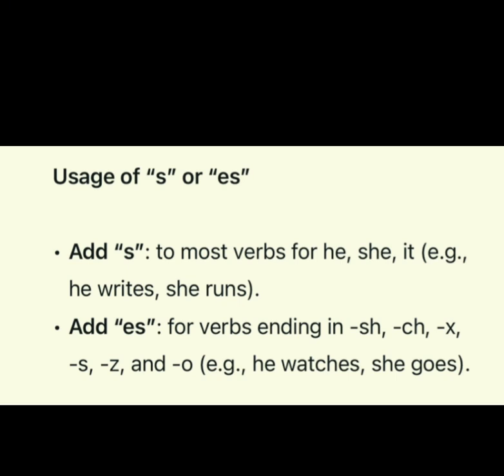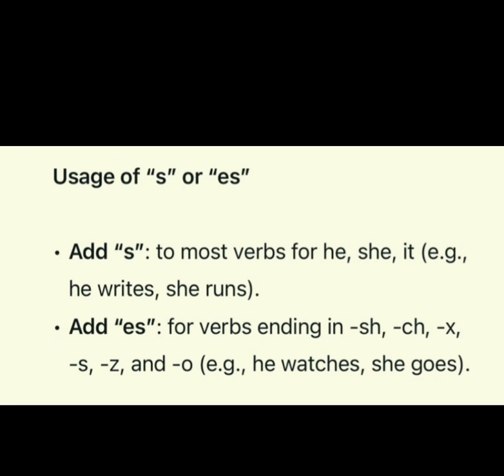The very first rule that you need to keep in mind is that s or es is used with the verbs that have singular subjects. These singular subjects are he, she, it, or the name of a person, thing, or place. Okay, is that clear now? The first thing you need to do is put s or es with the singular subjects.